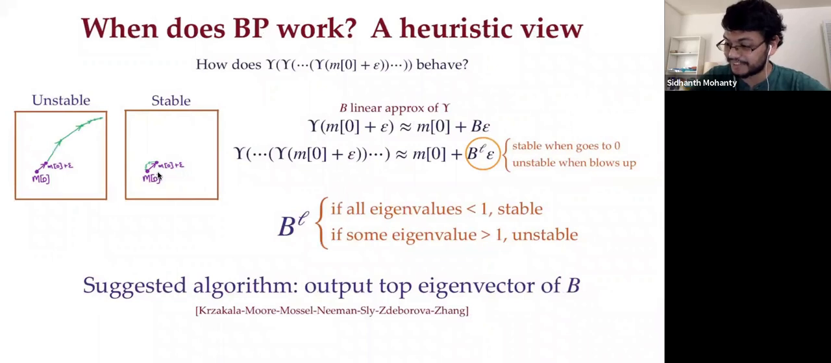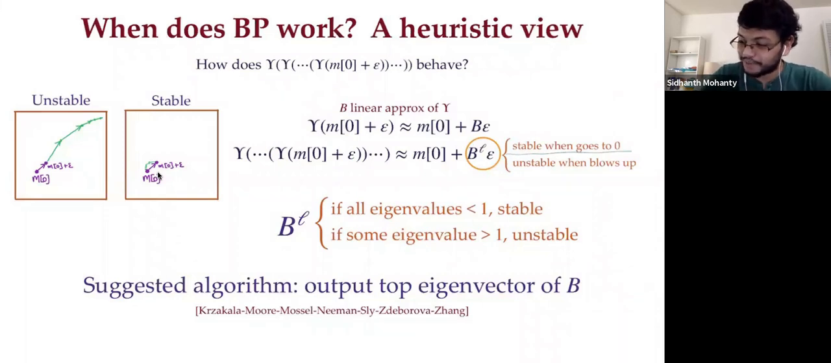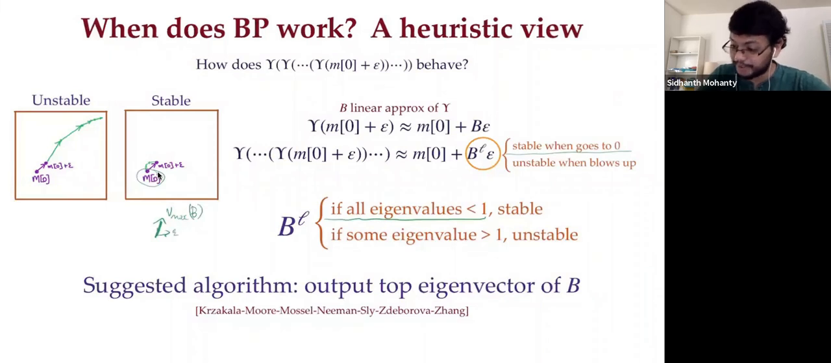But actually, since B is linear, what I said here is saying exactly the same thing. In the stable case, because you did a random perturbation and you went back to 0, it's probably the case that all your eigenvalues are less than 1. So multiplying B with epsilon L times actually shrunk it all the way back to 0 itself. But if B happened to have some eigenvalue greater than 1, now since epsilon is pointing in a random direction, epsilon probably correlates with this top eigenvector of B some amount, and multiplying epsilon with B to the power L really highlights this eigenvector.